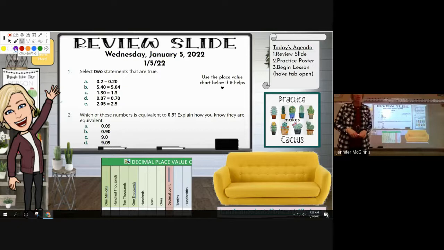Today we are starting a new lesson about decimals, but before we get started, we're going to do our review slide. Are y'all ready for the review slide? Yes. Here we go. Select two statements that are true. The two statements that you should have selected.